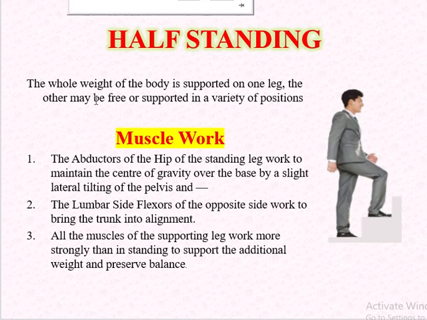Half standing. The whole weight of the body is supported on one leg. The other may be free or supported in a variety of positions. Further, we modify this position. Muscle work: the abductors of the hip of the standing leg work to maintain the center of gravity over the base by slightly tilting the pelvis laterally. The lumbar side flexors of the opposite side work to bring the trunk into alignment. All the muscles of the supporting leg work more strongly than in standing to support the additional weight and preserve balance.